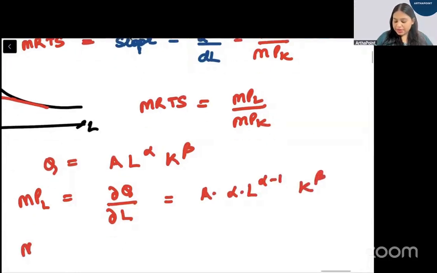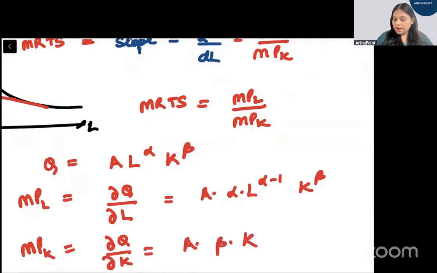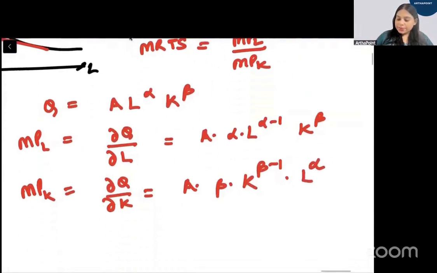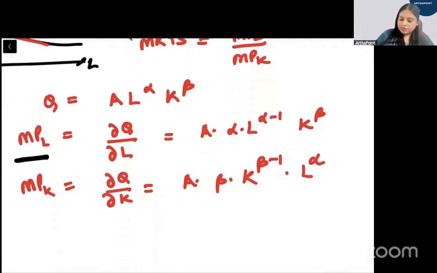And what will be MPK? How output changes as capital changes. So it will be A, power comes down, power reduces by 1. अब इनको हम डिवाइड कर देंगे. So when I will be dividing, A and A will get cancelled.